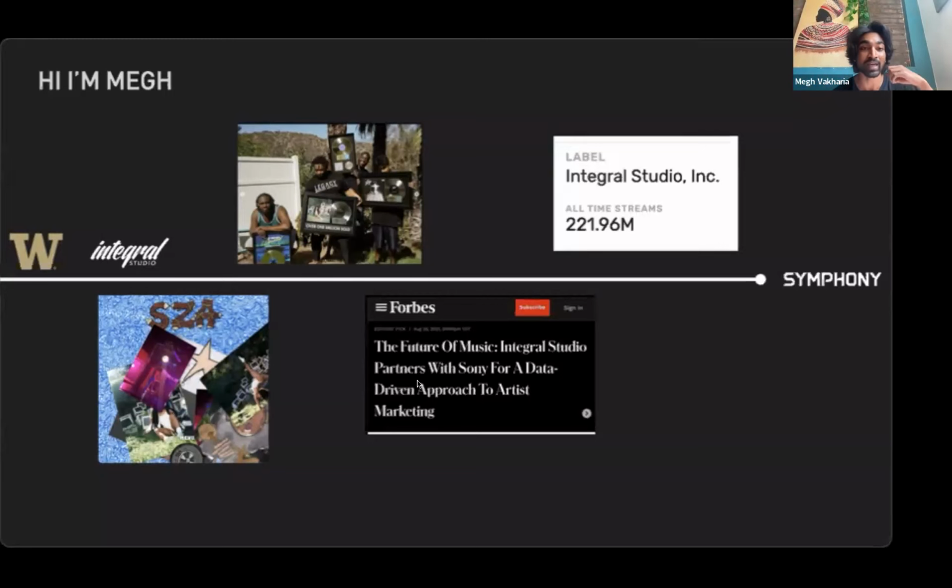And then off of that reputation, we signed a deal with Sony as a distributor in 2020. And in two years, while learning how to build fan bases through the major label system, we ended up doing 220 million streams.